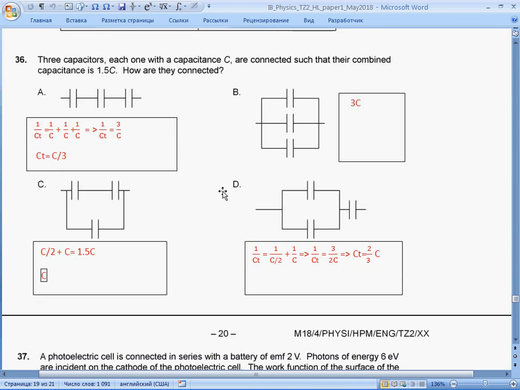So the combined capacitance is 1.5 C, each is C. Which combination gives us 1.5 C? Here three capacitors in series, so we use the reciprocal formula, C over 3. Here in parallel we add. Here we have in series reciprocal C over 2, and then in parallel we add C, so 1.5 C.